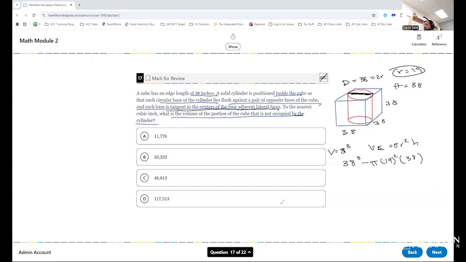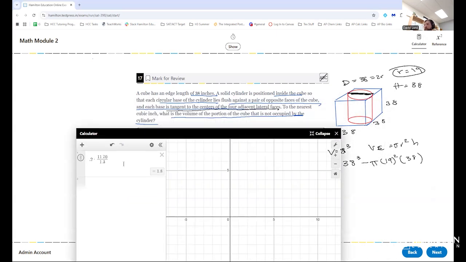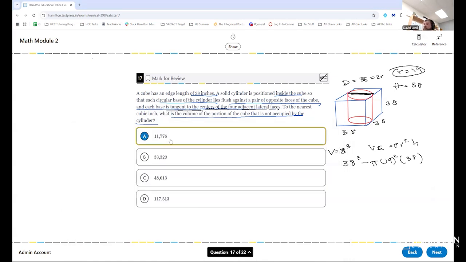And then it looks like we have to find the actual decimal value of it. Let's plug it all into Desmos. So we have 38 to the power of 3 minus pi times 19 to the power of 2 times 38. And it looks like we got 11,775, which is A. Perfect. So I hope that made more sense.